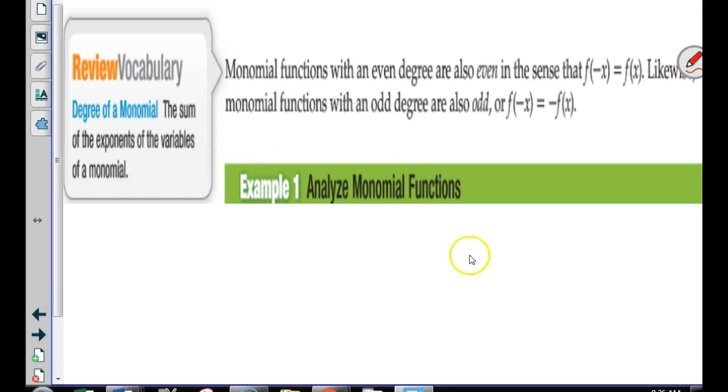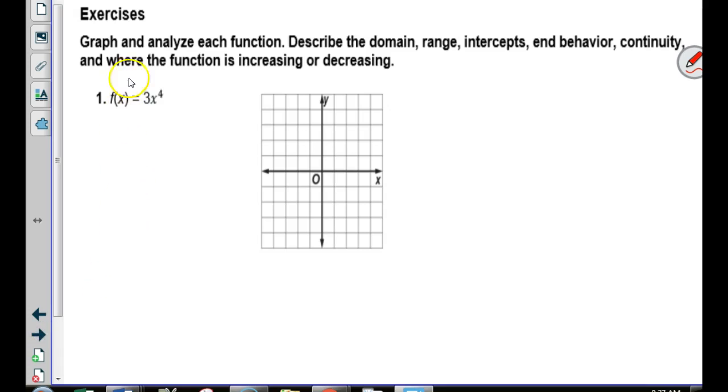Monomial function. What does monomial mean? It's only one term. So like 6x squared. There's no plus 3x minus 5 on the back. It's one term. Monomial functions with an even degree are also even, and monomial functions with an odd degree are also odd. In other words, if we don't add a bunch of other terms, they're going to have some kind of symmetry, even or odd. All right. Graph each function, describe domain, range, intercepts, and behavior, continuity, where the function is increasing or decreasing.